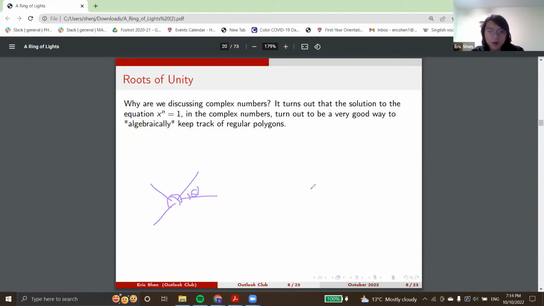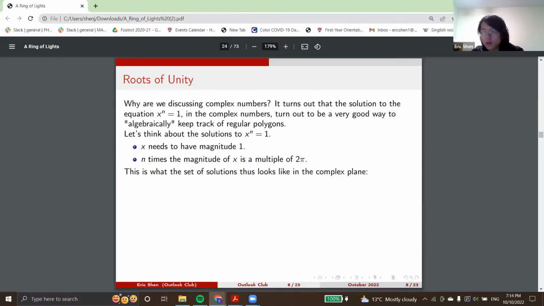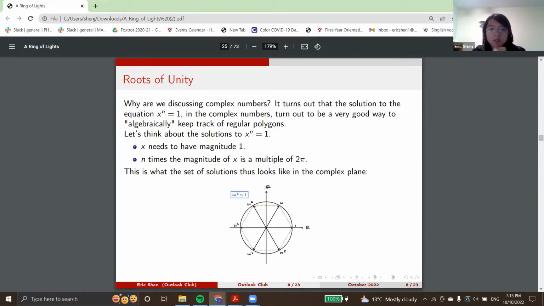So what does this mean about our x? Well, as we stated before, it has a magnitude of 1, and its angle is an integer multiple of 2 pi divided by n. So what this looks like on the complex plane is this, where this is the case of n equals 6. So this looks like a regular hexagon, and this is pretty magical.